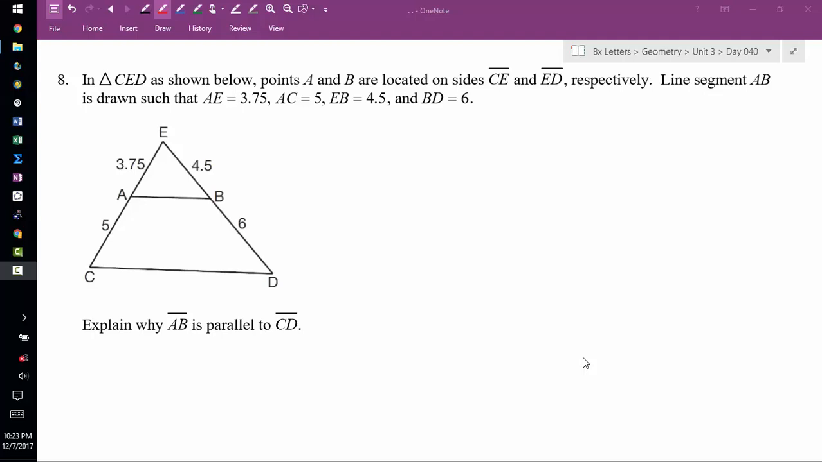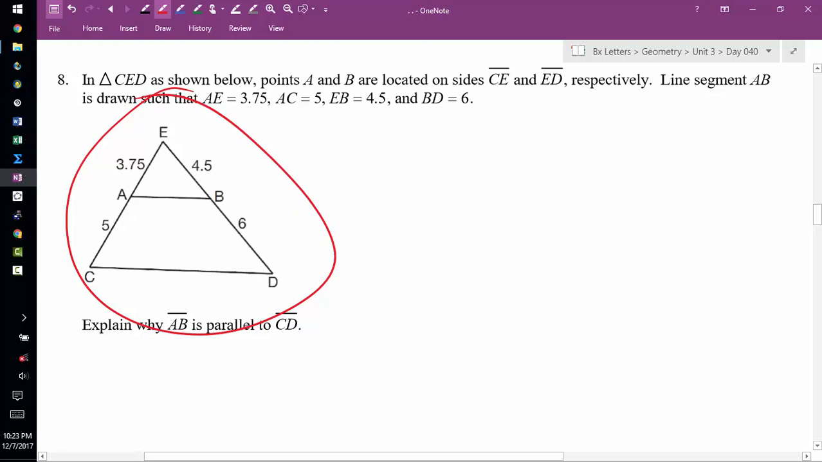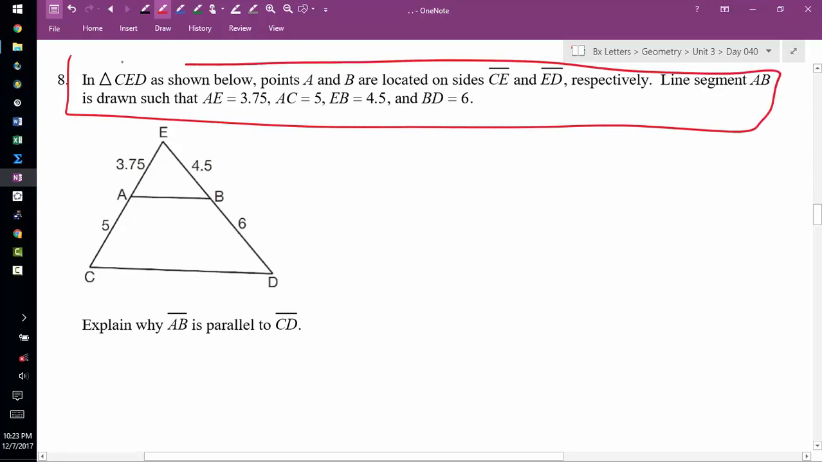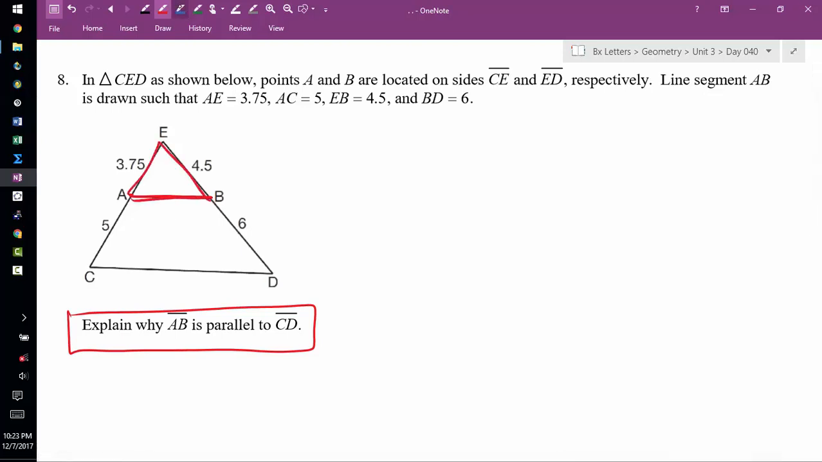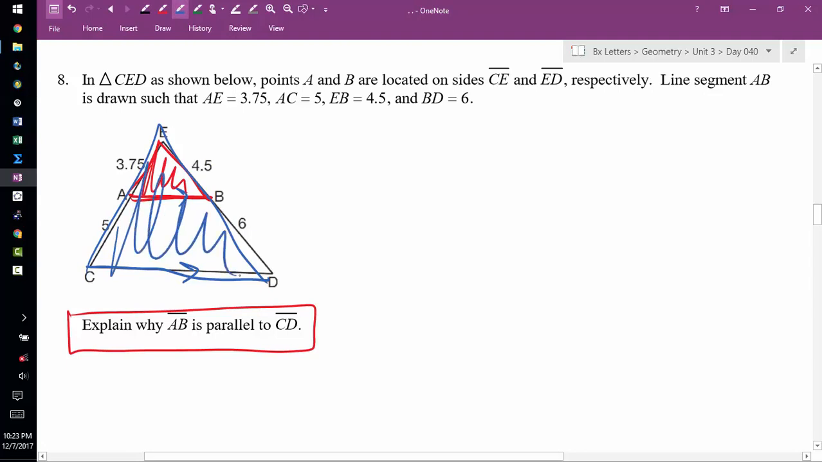Okay, number 8, we're getting close to the end. This problem is kind of like the opposite of all the problems we've done. You can clearly see this is that overlapping similar triangles, but here they're not telling us they're similar. They're not saying they're similar or parallel. They're asking, explain why this base of that small red triangle must be parallel to that base of the bigger blue triangle. And well, they're only parallel if this red triangle is similar to the blue triangle.